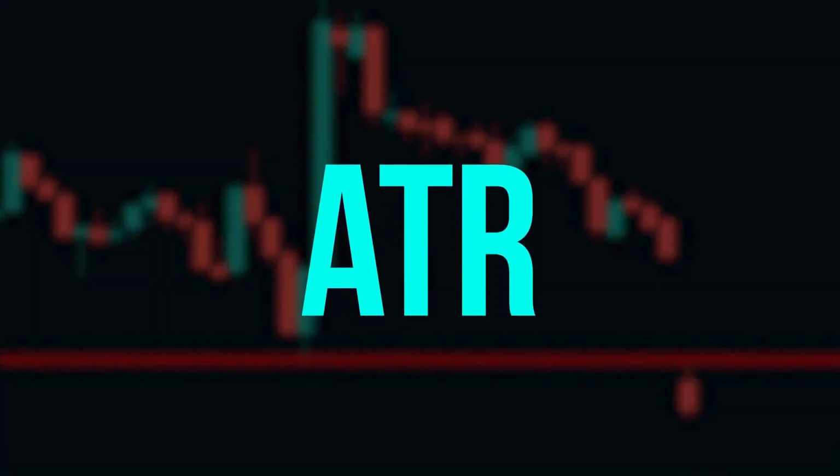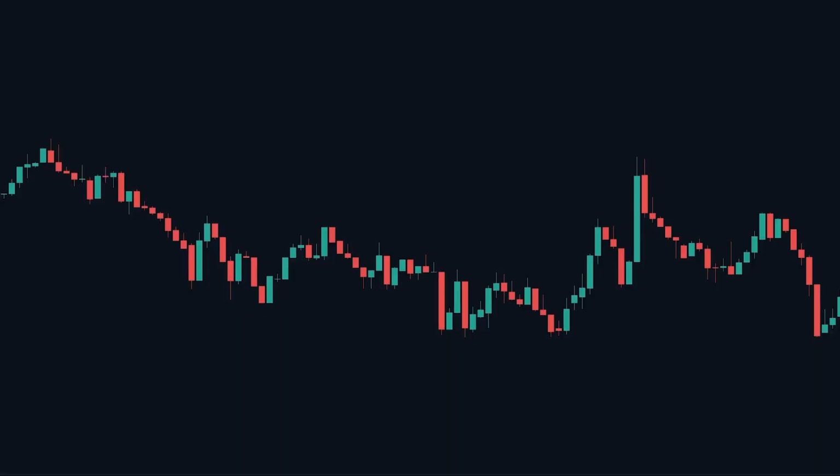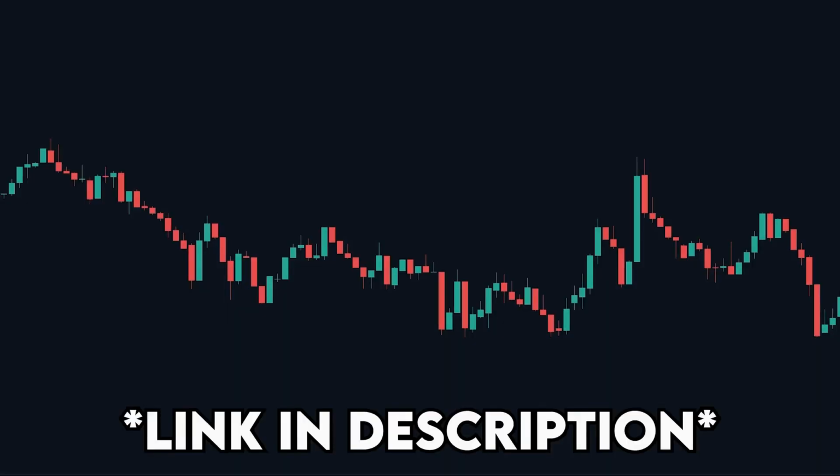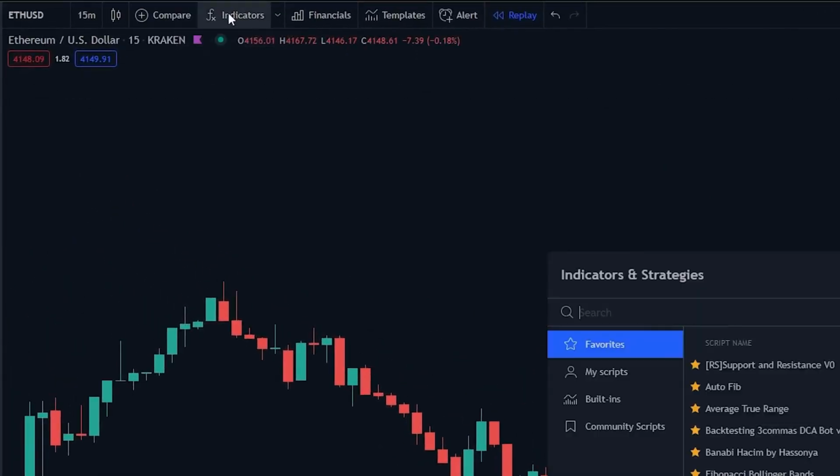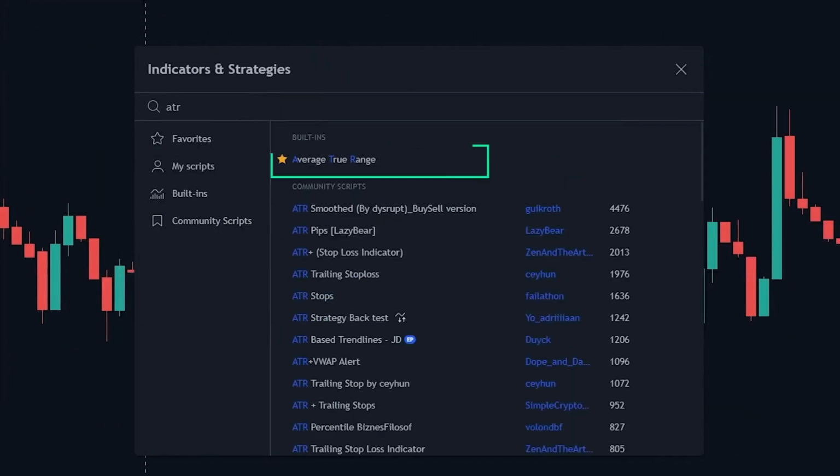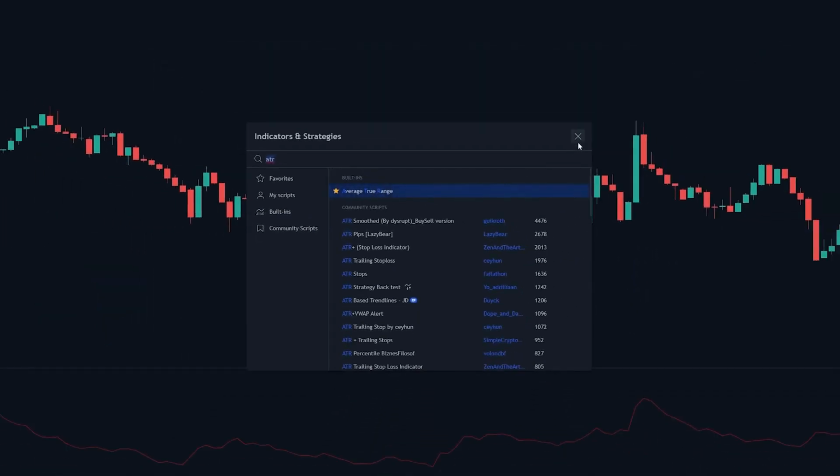This is where ATR comes into play. First things first, get on your chart platform. I use TradingView. I'll leave a link in the description. Go to the Indicators tab and type in ATR for average true range. This will put the ATR on the bottom of your screen.